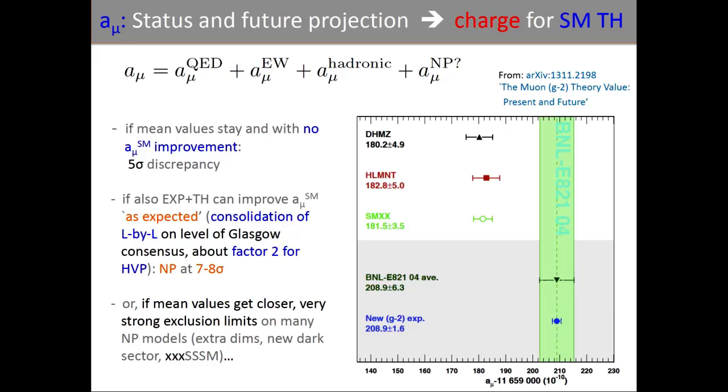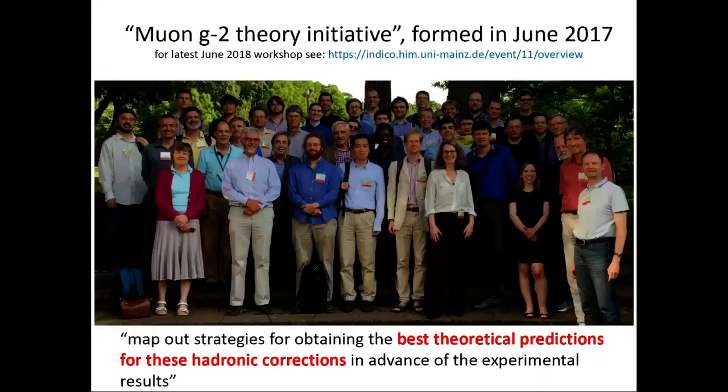Of course, it could also be that the mean values get much closer to each other. And maybe that would then be a result not so much hoped for by some people, but I would actually say that this would be a very nice outcome in itself, because it would help us to put much stronger exclusion limits on a lot of models of beyond the standard model physics, which give a significant contribution in order to bring that theory value up to the experiment in order to fill that gap. So called it here the XXX version of the supersymmetric standard model or something like that. It will never be completely dead, but you can sort of constrain it a lot.